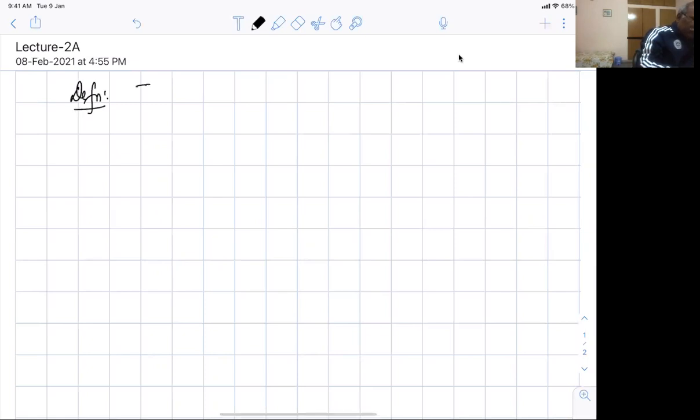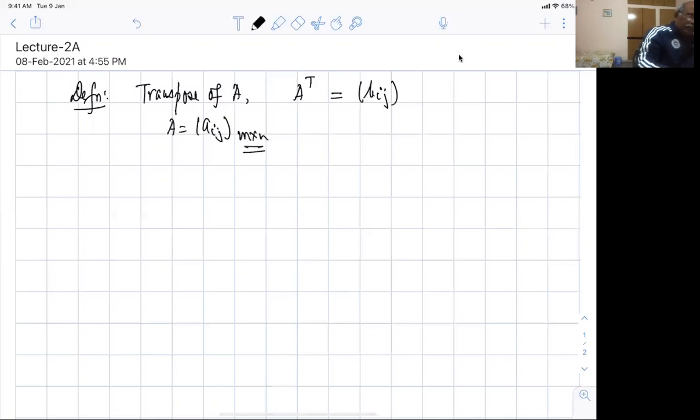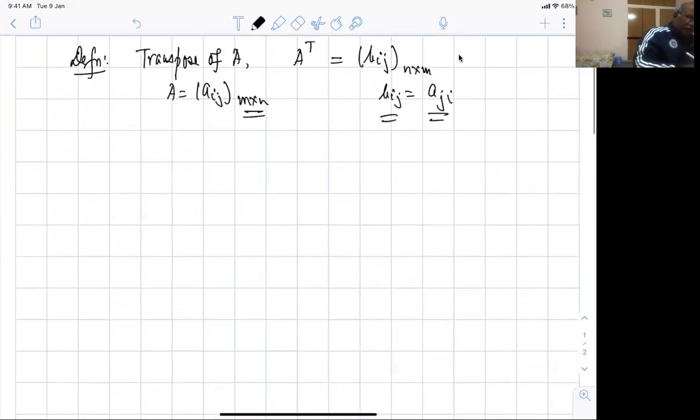You have a transpose of a matrix A. Generally, we write it as A to the power T. That's the notation. So I have A, which is Aij. If it is M cross N, then A transpose is a matrix Bij. The size here is M cross N, so this size becomes N cross M, and Bij becomes Aji. This is what is important, and this is true for every i and j. Let's take an example to understand it.